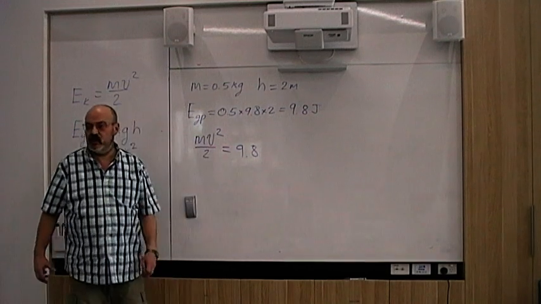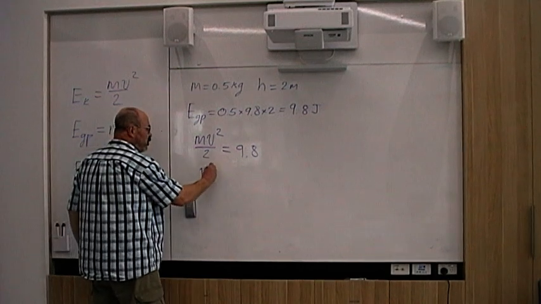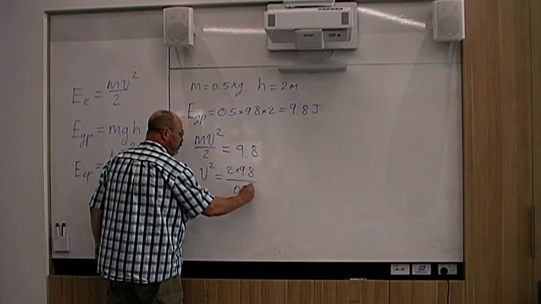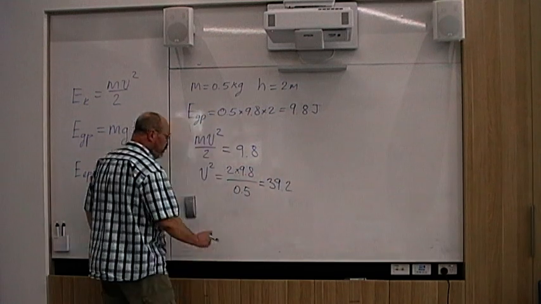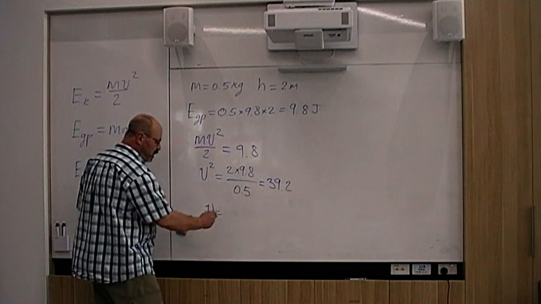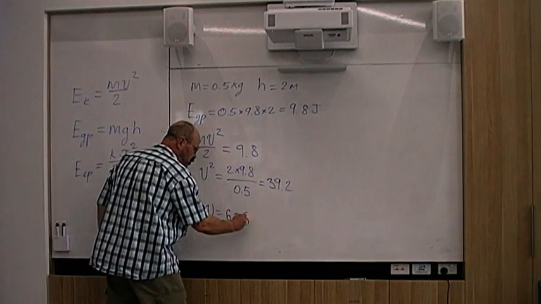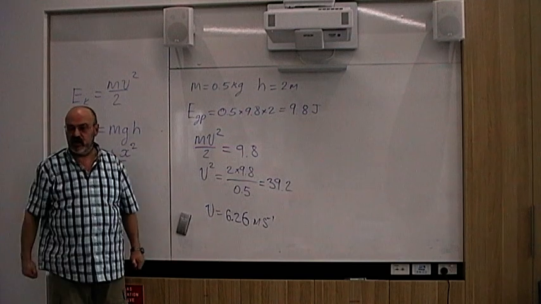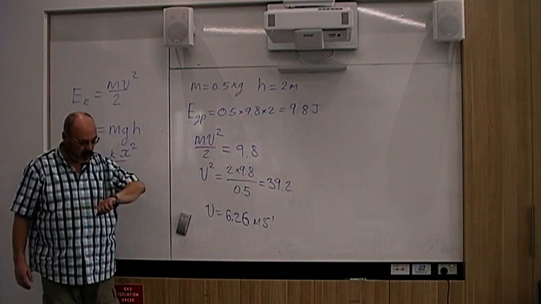In this case, from gravitational potential to kinetic. So let's find that speed. We will have v squared equal to 2 times 9.8 divided by 0.5. That will be 39.2, I think. And we take the square root, so it will be approximately 6.25. Can you check with the calculator? 6.26. Pretty close, 6.26 meters per second. So we use the law of conservation of energy. Initially it has gravitational potential energy, then it turns into kinetic energy.